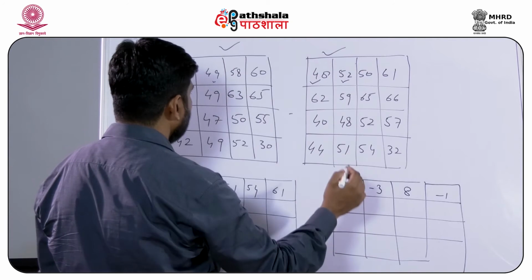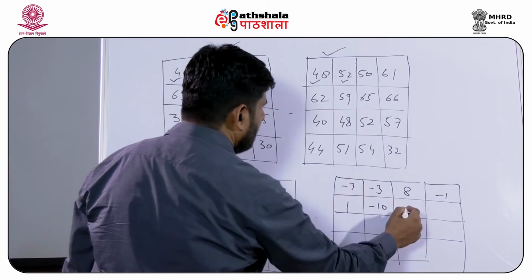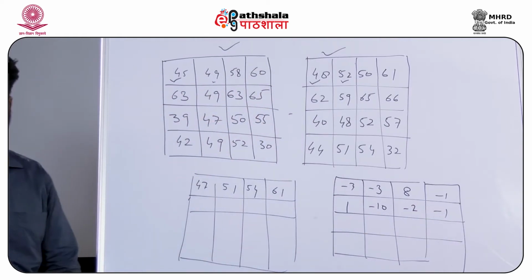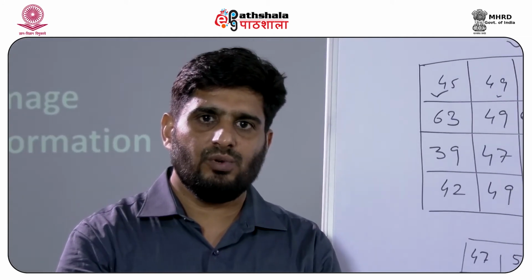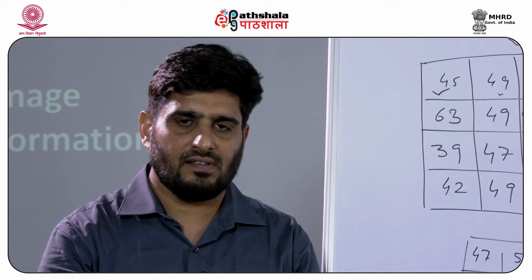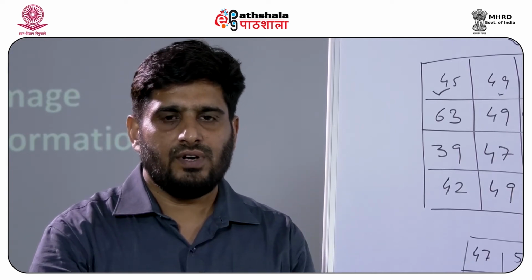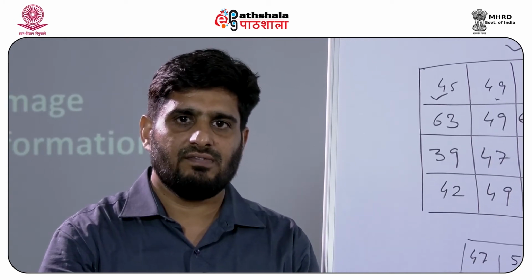We get +1 here, then we get -10 over here, then -2 and -1. So, in this way we can find out the difference of the two images on a pixel by pixel basis. Now, here the interpretation of this data would give us information about the changes in various Earth's features.